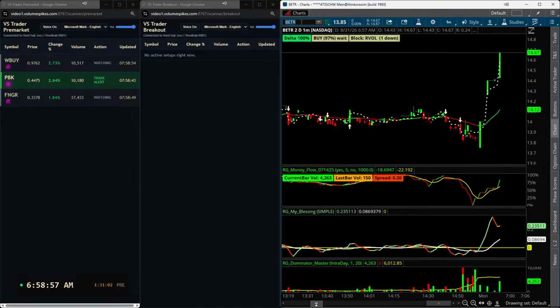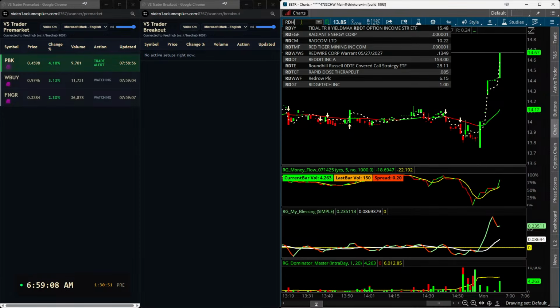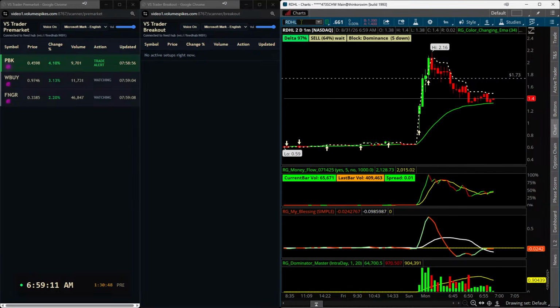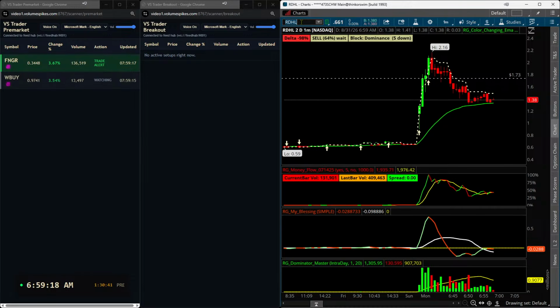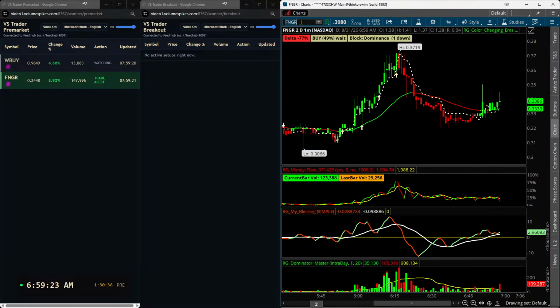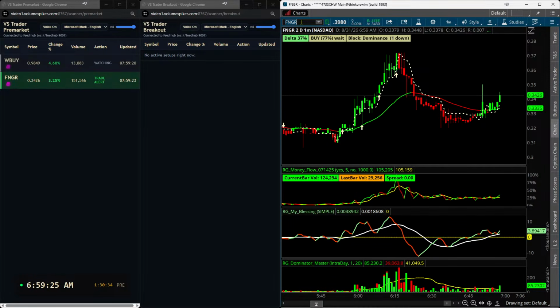BETR. Moving, but only a few buyers. Not enough to scalp. RDHL. Bouncing on the 34 EMA. Pre-market trade alert: FNGR. FNGR. A few people buying at 34 cents. Nothing I'm interested in.